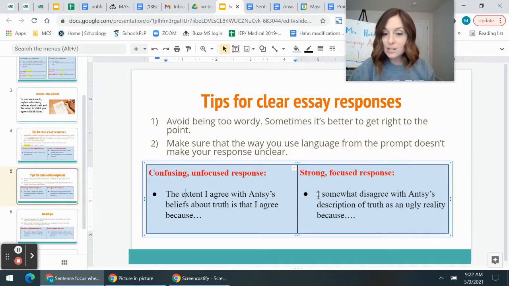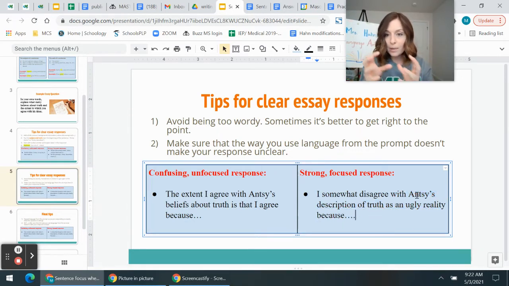Let's look at this strong, focused response on the right. "I somewhat agree with Antsy's description of truth as an ugly reality because." Right here, I said how much I agree. To the extent I agree, I somewhat agree. Then I said Antsy's description of truth as an ugly reality, and then "because," and I'm going to explain. So I kept it chunked in three clear, focused parts.